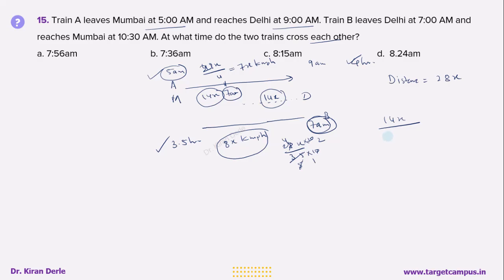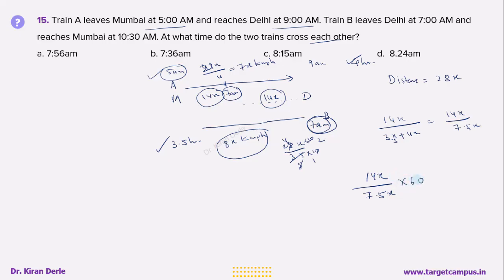The relative speed is 7x plus 8x, right? This is the relative speed. So the time taken to cross each other will be 14x upon 15x. This is the time in hours.